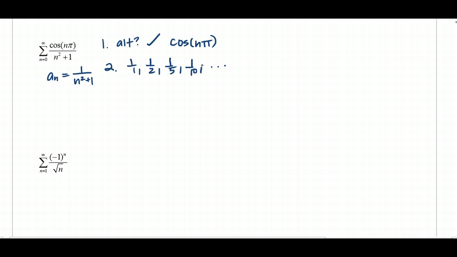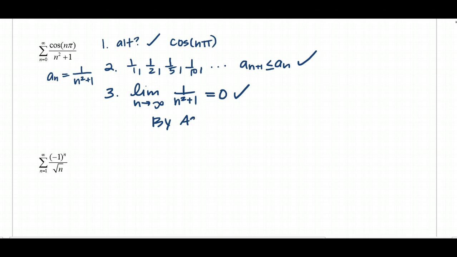So each of these terms individually is getting smaller, so a sub n plus 1 is less than or equal to a sub n. The next term is less than or equal to the previous term, so that works out. And then we have to check that the limit as n approaches infinity of the general term without the alternating part, 1 over n squared plus 1, converges to 0. And as n approaches infinity, the denominator is getting bigger faster, so this is true. So by the alternating series test, we have that the series converges.